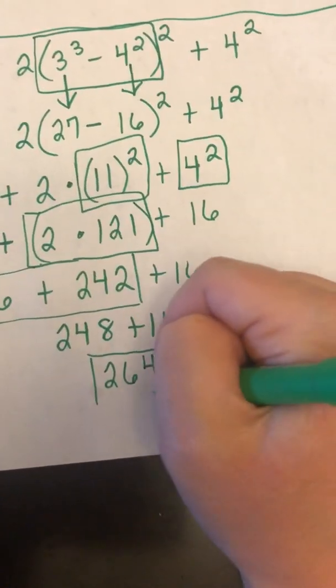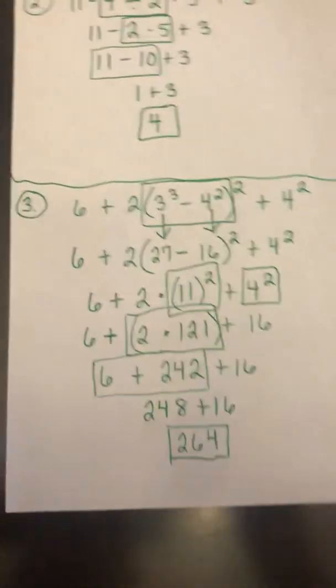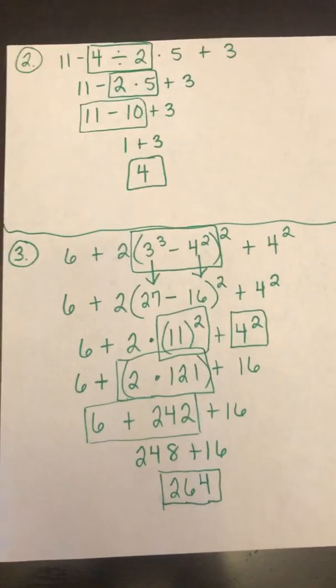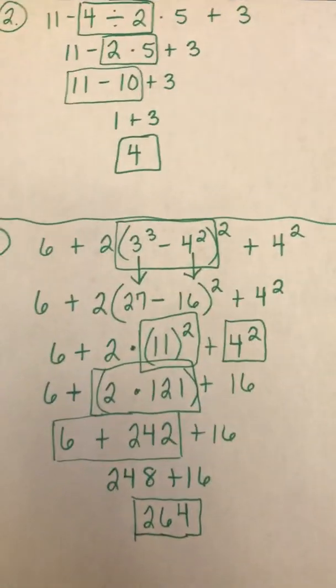And again, if we were to do that differently in a different order, we would get a different answer, and that would cause all kinds of problems for everyone to get different things. So those were some examples of the order of operations.